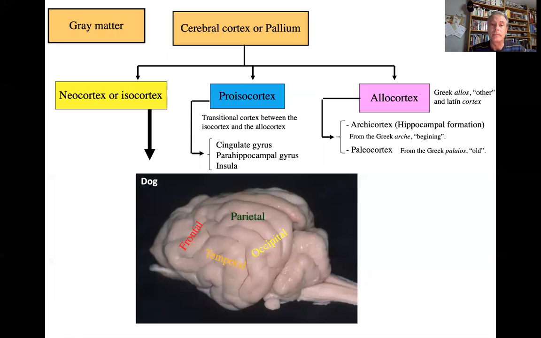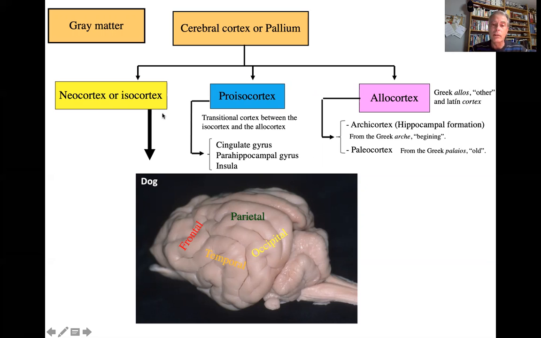We will start with the gray matter, and we'll start with the cerebral cortex or pallium. The cerebral cortex is divided into three types of cortex. One is the neocortex, the newer one, also known as the isocortex. And then we have a transitional cortex, that is the proisocortex, and the older one, the other cortex, is the allocortex. This comes from the Greek meaning the other cortex. We will see that the allocortex is formed by the archicortex and the paleocortex. Archi meaning the beginning, and paleo meaning old. Sometimes these two concepts are confused.